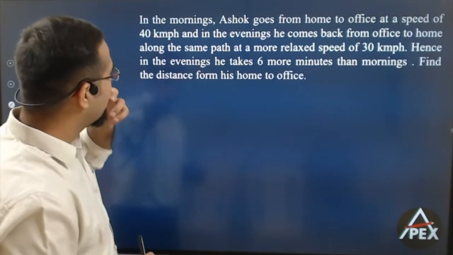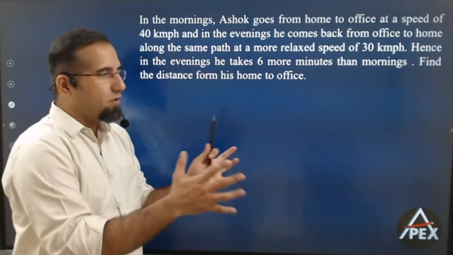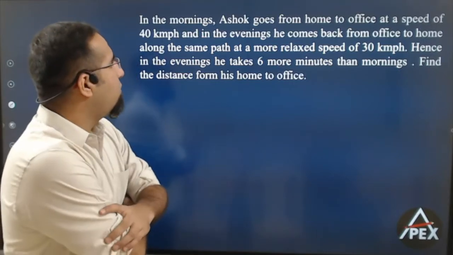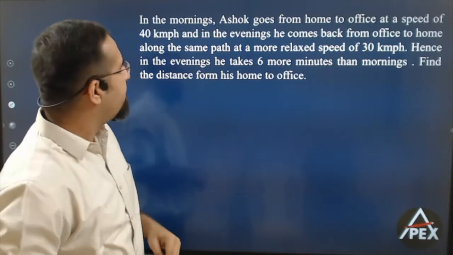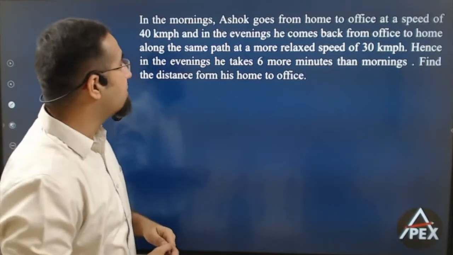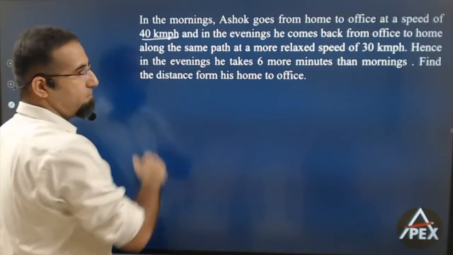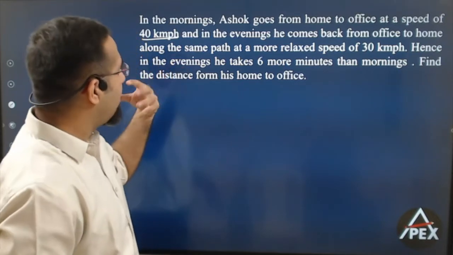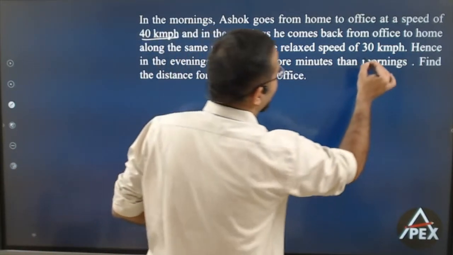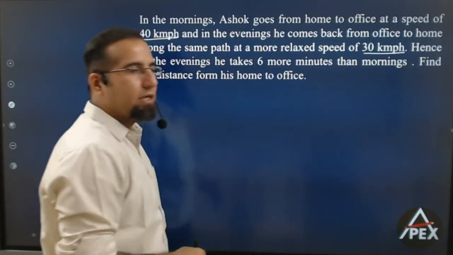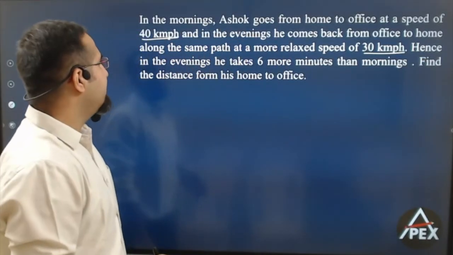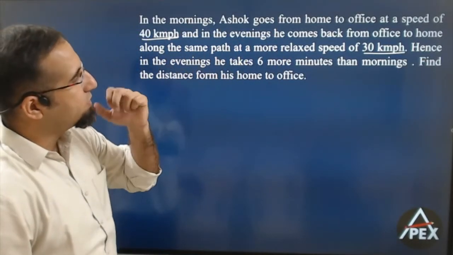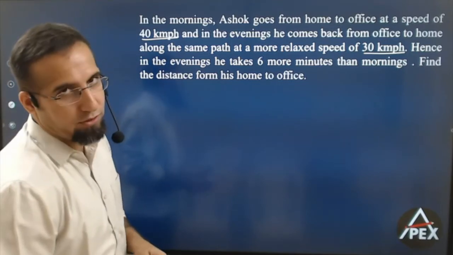Okay. Now, let's look at one last question when distance is constant. In the mornings, Ashok goes from his home to his office at a speed of 40 kilometers an hour. This time I'm given the speed. And he comes back from office to home along the same path at a more relaxed speed of 30 kilometers an hour. Hence, in the evenings, he takes 6 minutes more than the mornings.